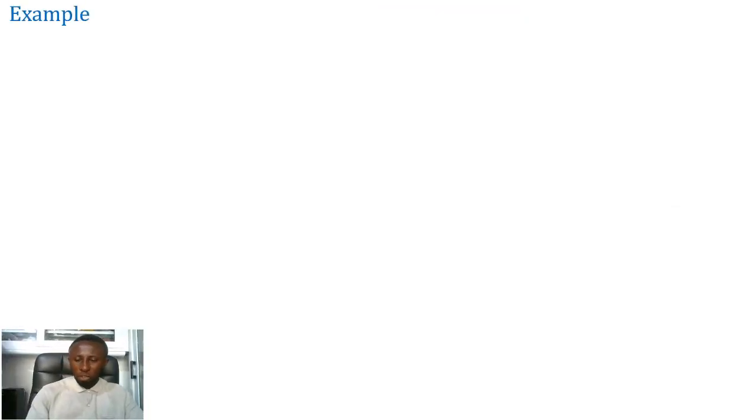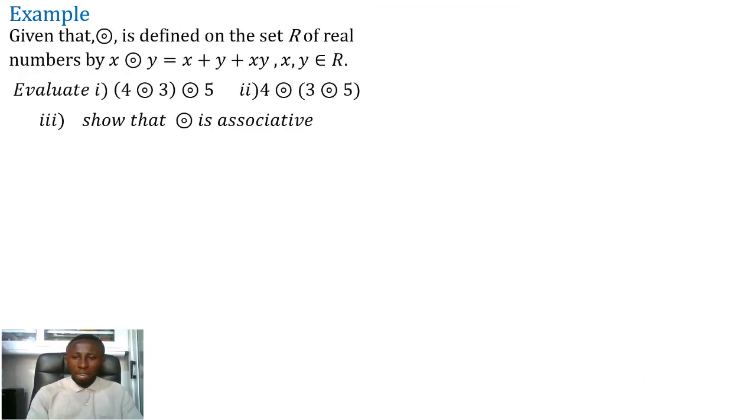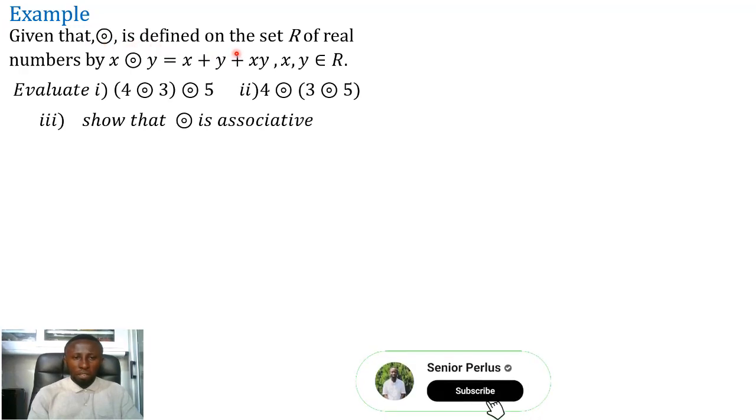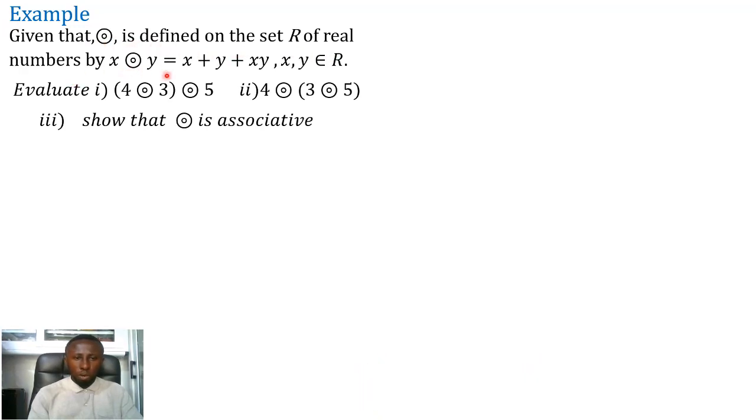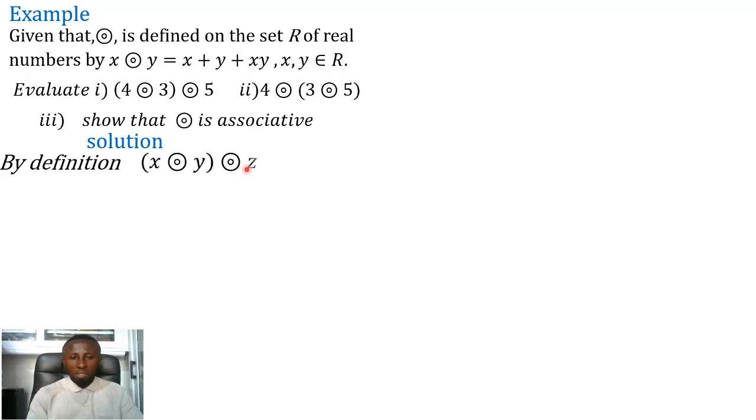Associative property: we solve an example under this. So this is our example. Given that an operation is defined on the set of real numbers, x operation y equals this. That's the definition here. We should evaluate this and this, and show that this operation is associative. So by definition, the associative property is for x and y, but we have three variables, right? So we should add one to it. So it will be (x operation y) operation z, and this is what we are saying.